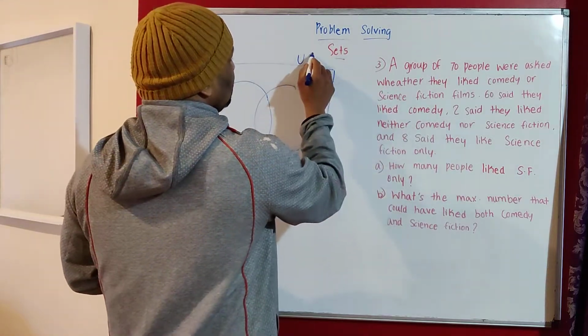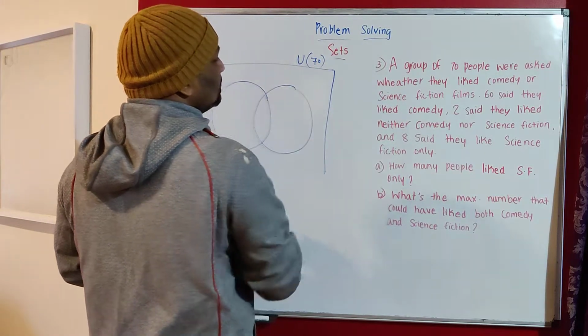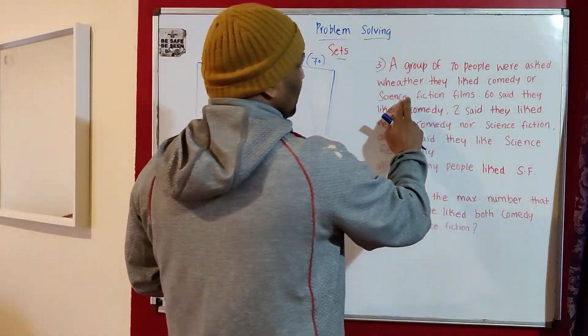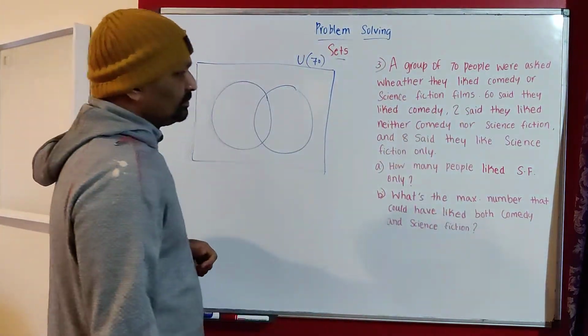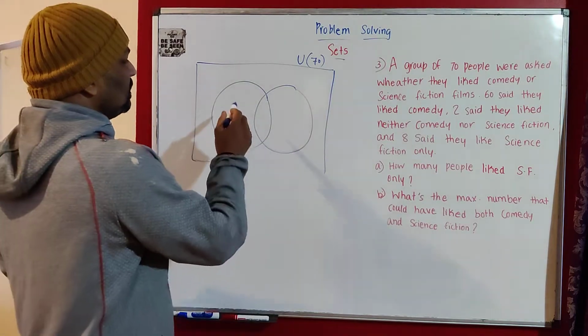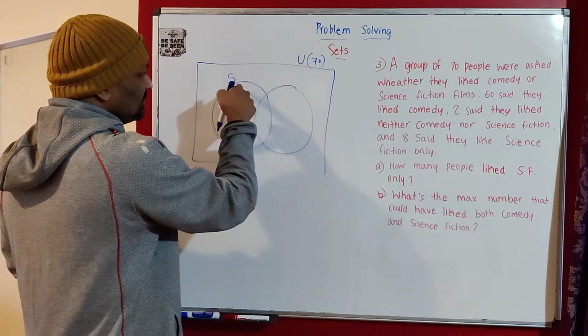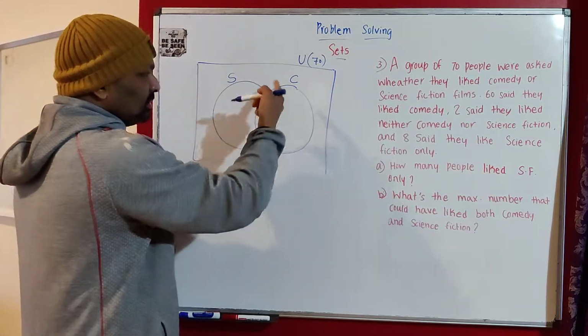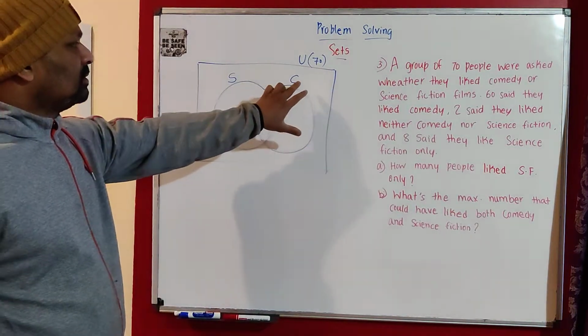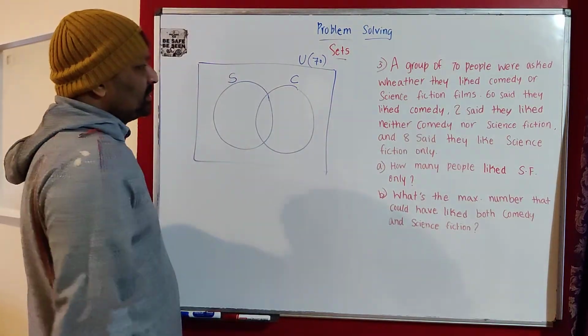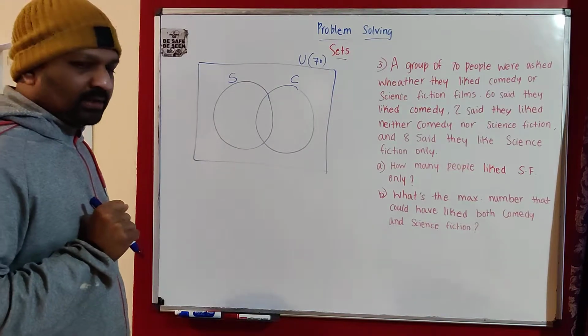And how many people are there? 70 people. So you need to put 70 in brackets. Okay, so let's assume there are two sets of people, one who like science fiction, the other who like comedy. Those who like science fiction, you can represent with S for that set, and the students who like comedy, you can represent with the letter C. Again, when you represent a set with a letter, you should use capital letters.